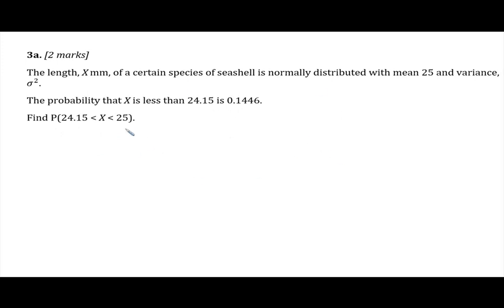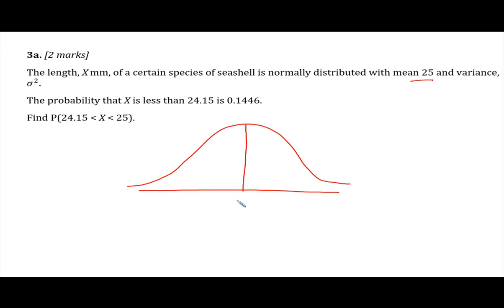So you really have to make sure you understand the information that's given to you. Basically we have a normal distribution, and they're saying the mean is 25. Now they're saying the probability that x is less than 24.15. 24.15 is to the left of 25, so let's say 24.15 is right here. They're saying this probability is 0.1446.